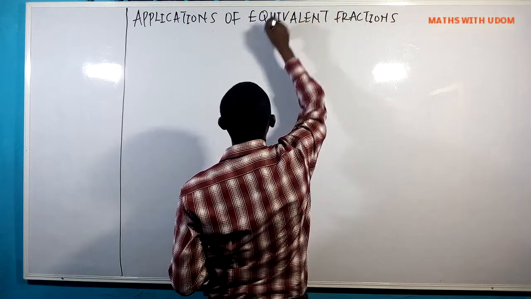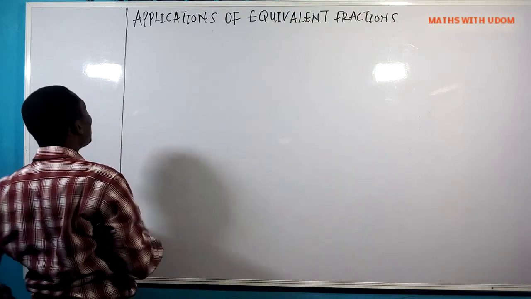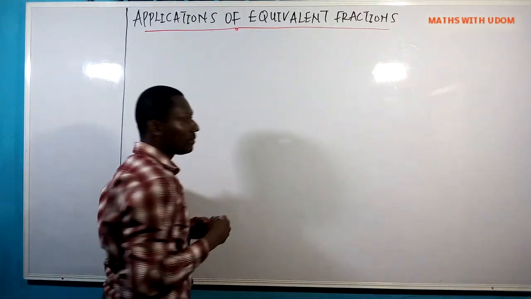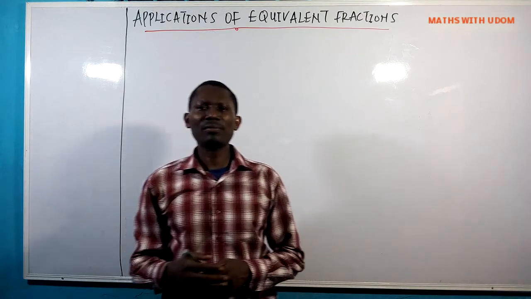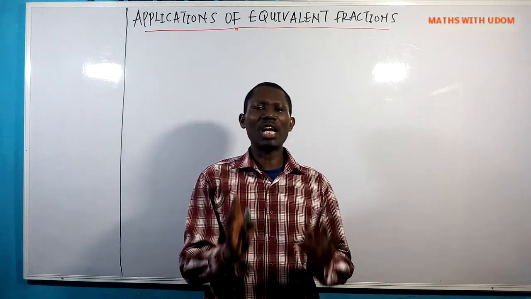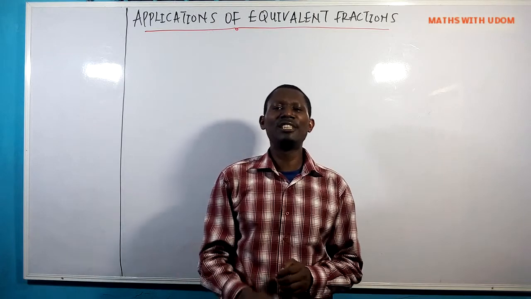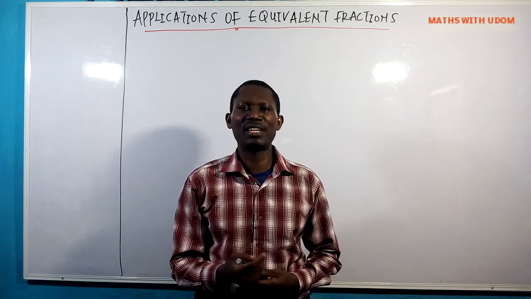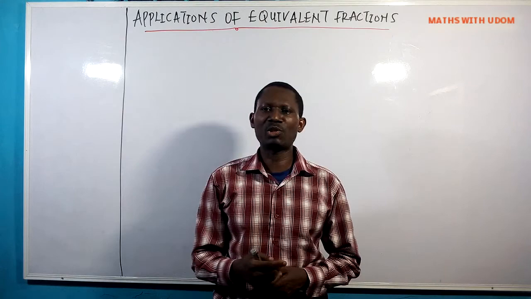So that's it. Applications of equivalent fractions. Now, equivalent fractions can be used to find the missing number in any given set of equivalent fractions. It can be used to find the value of the unknown number in any set of equivalent fractions. What do I mean by that? From the example I'm going to give you now, you will understand properly.